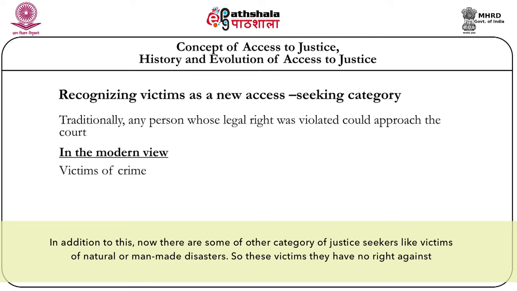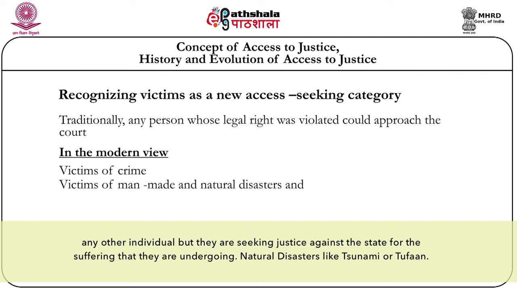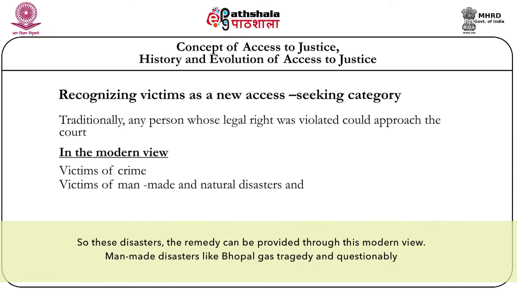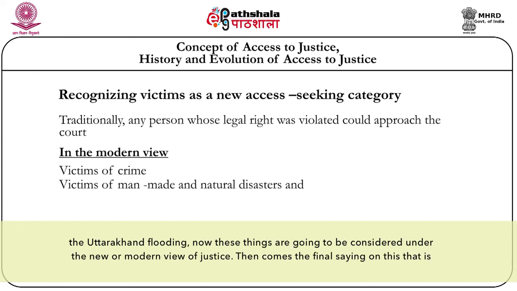In addition to this, there are now some other categories of justice seekers, like victims of natural or man-made disasters. These victims have no right against any other individual, but they are seeking justice against the state for the sufferings that they are undergoing. Natural disasters like a tsunami or a tufan, and man-made disasters like the Bhopal gas tragedy and, questionably, the Uttarakhand flooding, can now be provided a remedy through this modern view of justice.